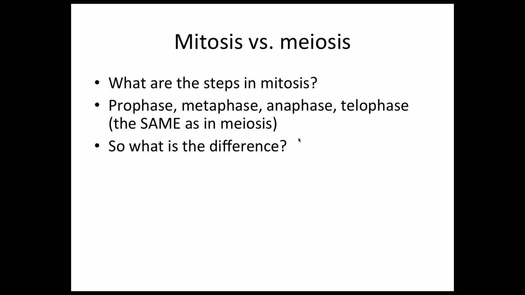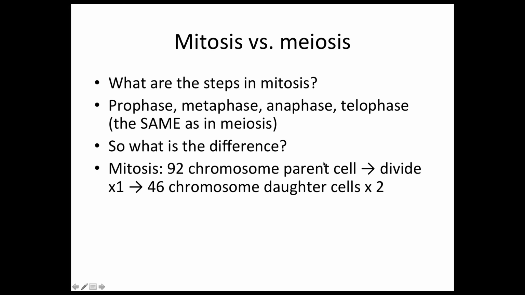Good. So what's the difference between mitosis and meiosis? Because they're pretty similar, right? The steps are the same. Can you tell us what's the difference between mitosis and meiosis? So in mitosis, you end up with 2 diploid cells, and in meiosis, you end up with 4 haploid cells. Perfect. Exactly. Yeah, that's exactly it.